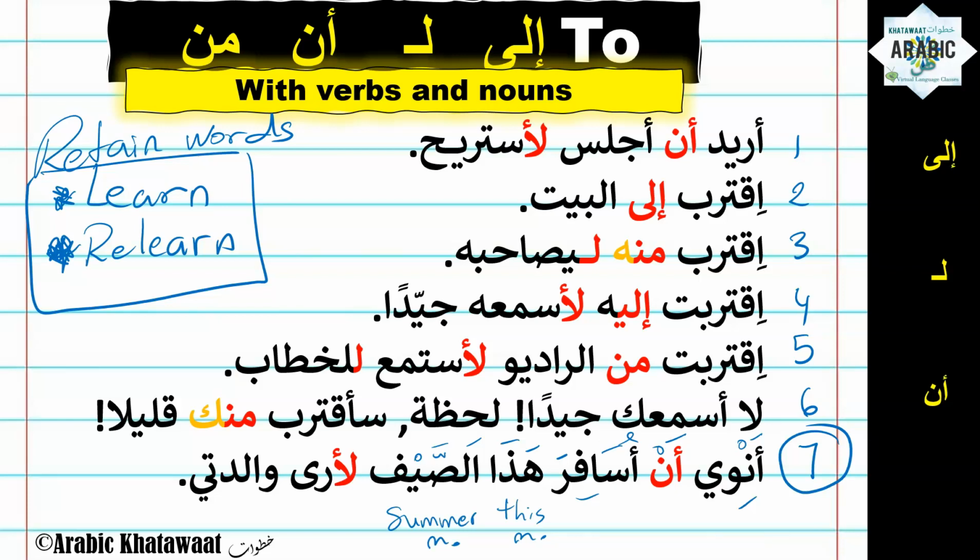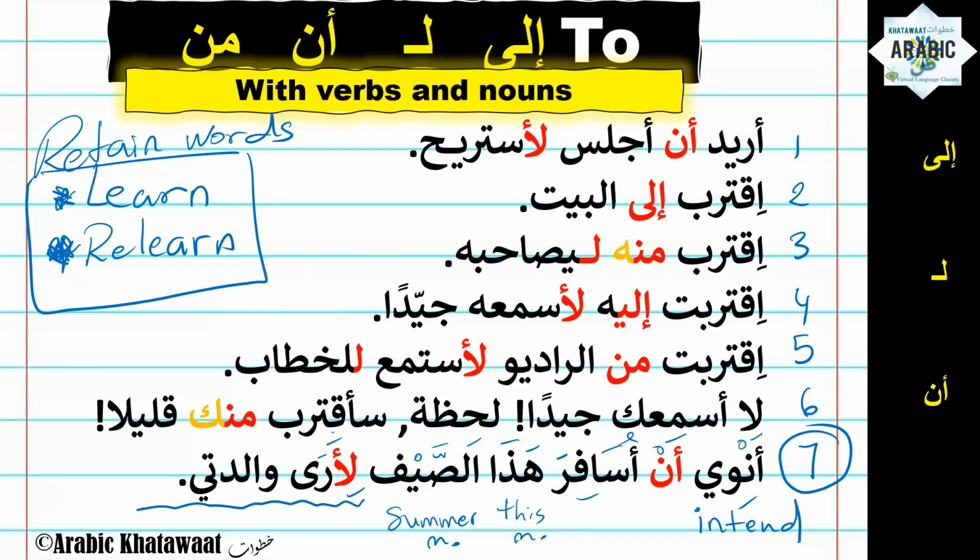Why are you intending? Intend, or you have the intention to do something. Why are you intending to travel this summer? لماذا تنوي أن تسافر هذا الصيف؟ So this sentence could be used to form a question and at the same time to learn how to use أن and لي to respond to that question. Why do you intend to travel this summer? And this would be the answer.